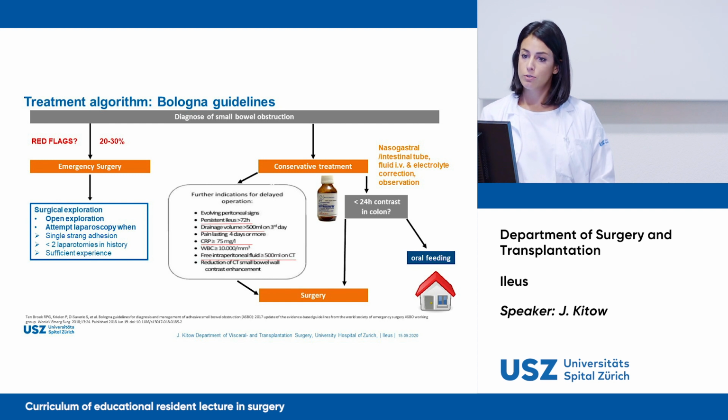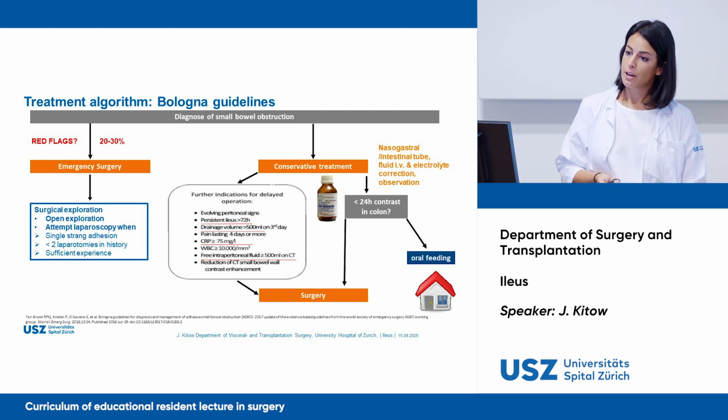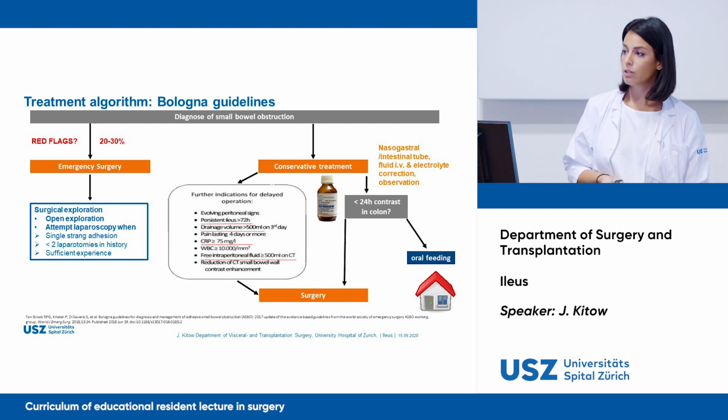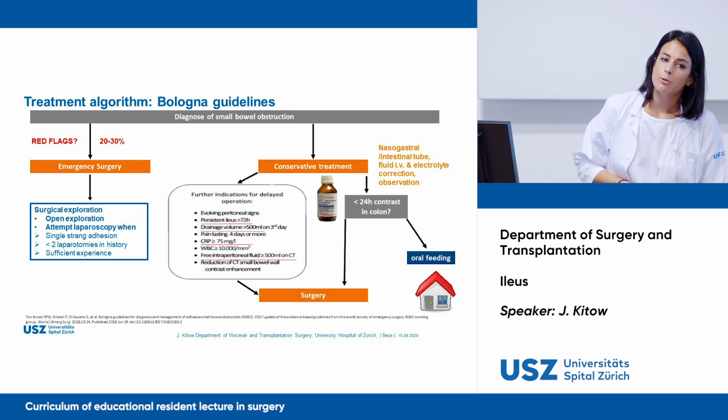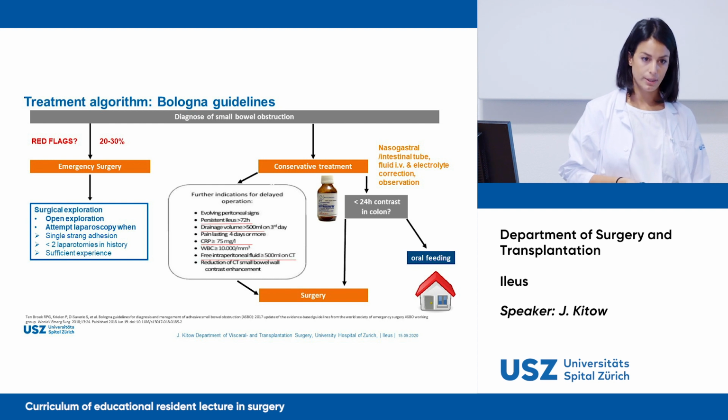So how are we going to treat the patient? According to Bologna guidelines, after we made the CT diagnosis of small bowel obstruction, we rule out the red flags. If there are red flags, we aim for emergency surgery directly. If not, we aim for conservative treatment. When it comes to emergency surgery, there's always the question whether to do it open or laparoscopically.